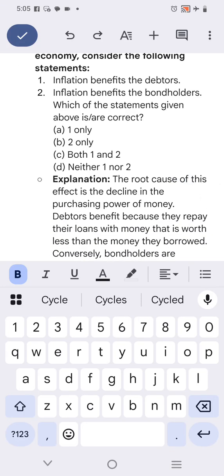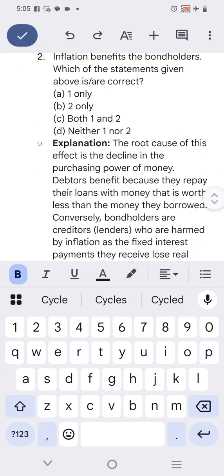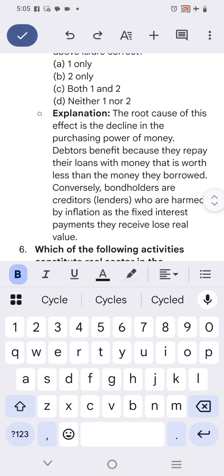अब देखते हैं. So the root cause of the effect is a decline in the purchasing power of money. Purchasing power of money decline हो गई. Debtors benefit हुए because they repay their loans with money that is worth less than the money they borrowed. Firstly, bondholders are creditors, lenders who are harmed by inflation. Bondholders क्यों lenders हैं?